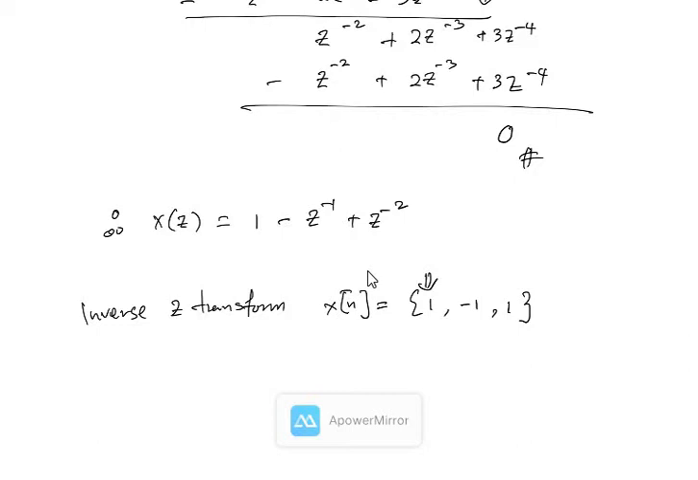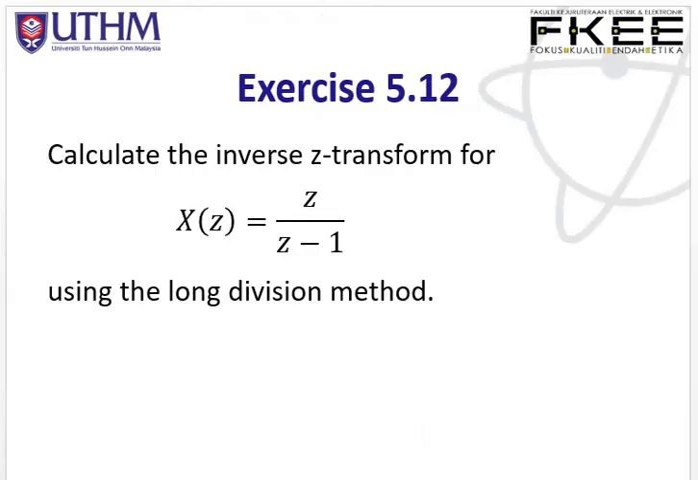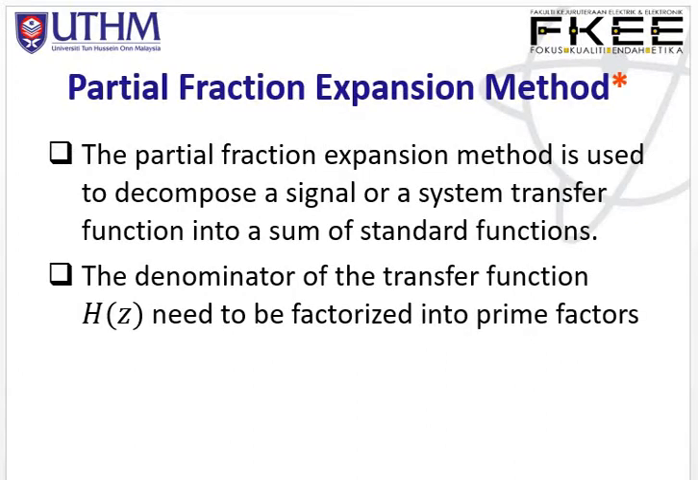Okay, this transform from here. If you be free, you can do the exercise 5.12, calculate the inverse Z transform using the long division method. Another method is the partial fraction expansion method. This partial expansion method is used to decompose the signal or the system transfer function into some of the standard function. So the denominator of the transfer function need to be factorized into prime factor.